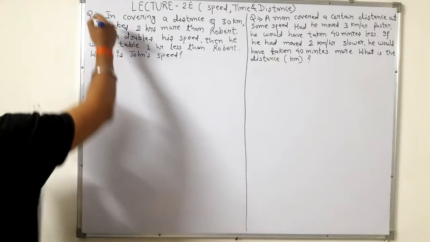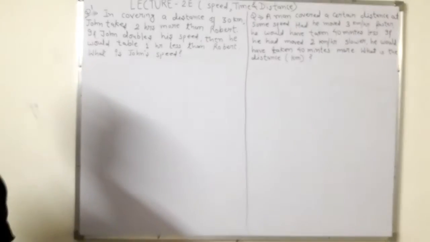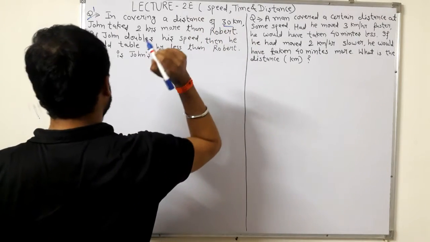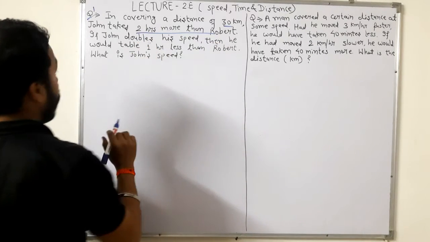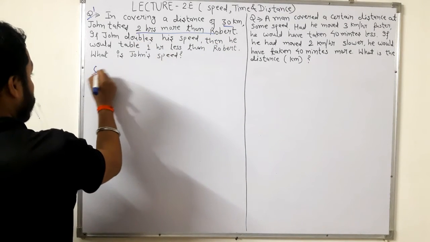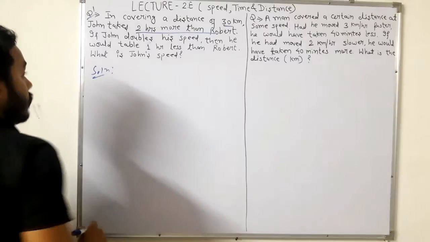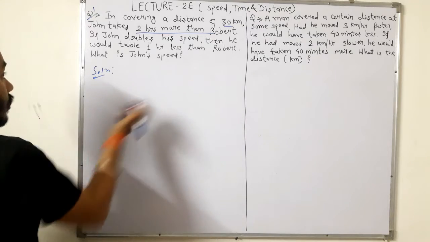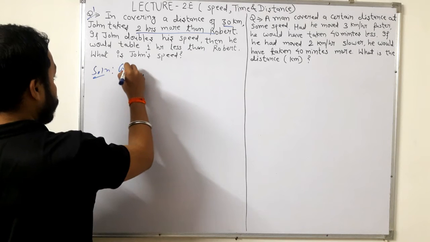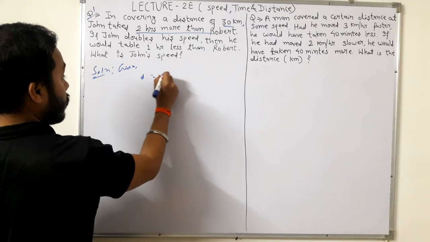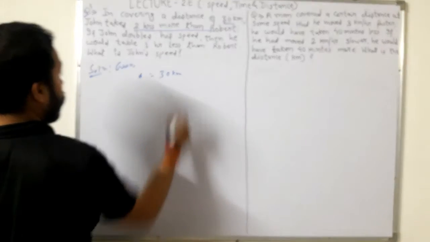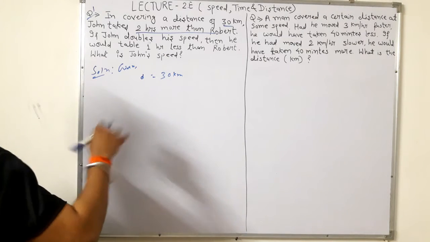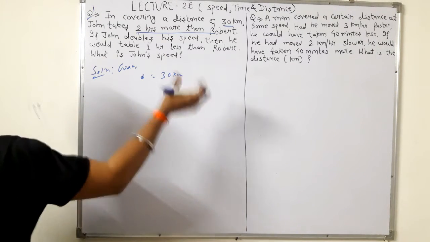The first problem: in covering a distance of 30 km, John takes 2 hours more than Robert. First thing, as I have already said, we need to picturize the problem. Distance given means D is 30 kilometers. Then John takes 2 hours more than Robert.